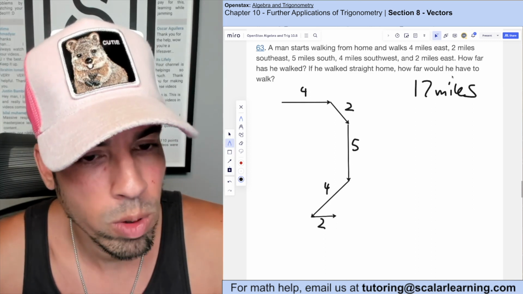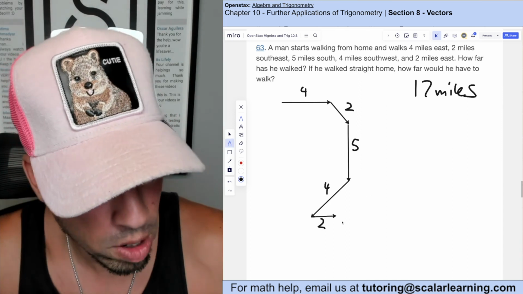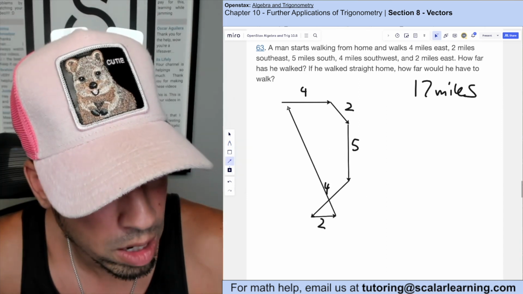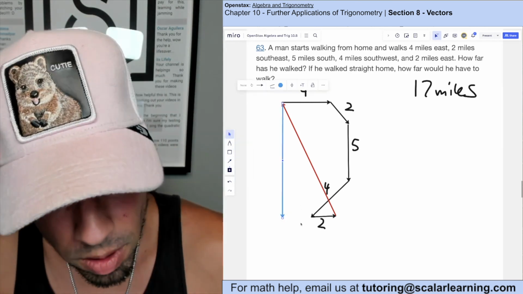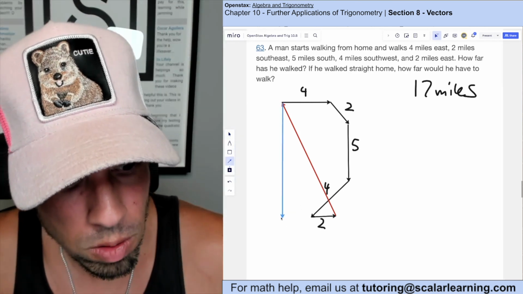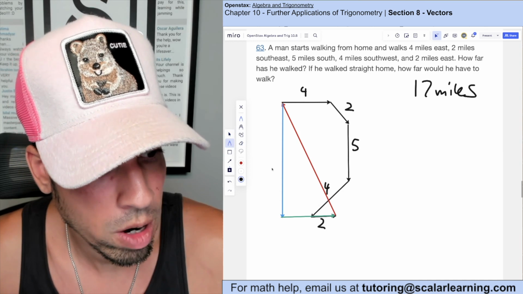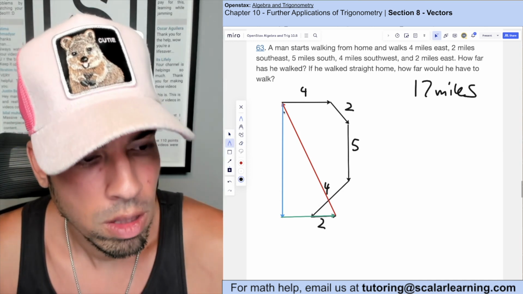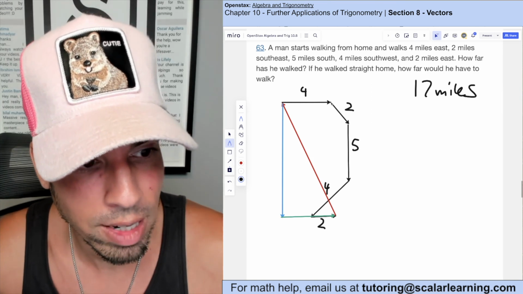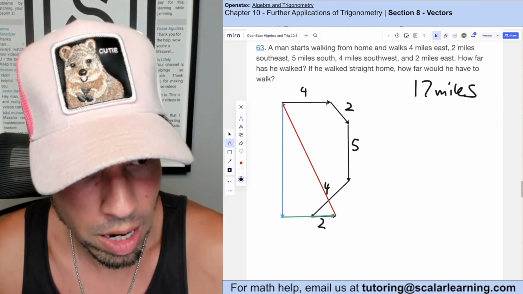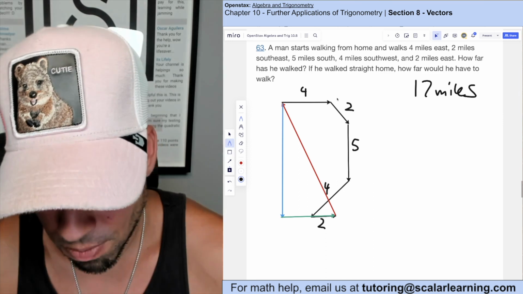And how far would he have to walk if he went on a straight path from here all the way up? I'm going to put that in red. The way I'm going to go about this is I think we have enough information to make a triangle like so, that is a right triangle. We're going to try and figure out the vertical and horizontal distance. The reason I can do this is because all of these are nice, perfect 45-degree angles, so I can figure some things out nicely.